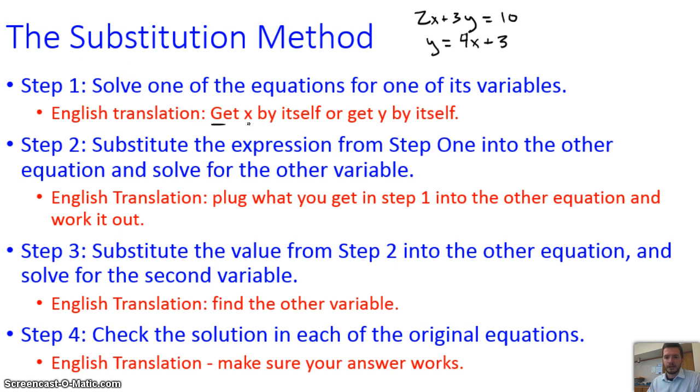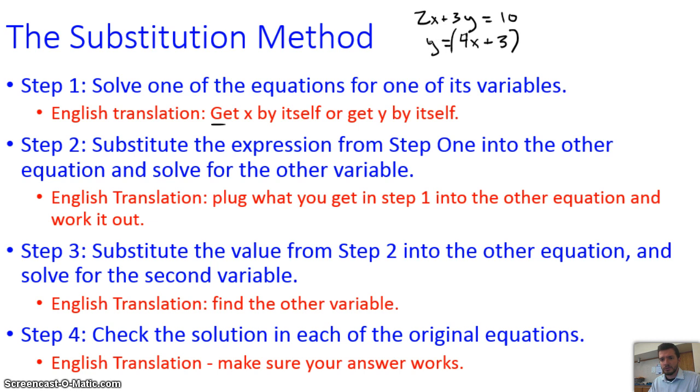I provided the English translations, by the way. I know math is a foreign language sometimes. The first step says get x by itself or get y by itself, and that's already done for us. Step 2 says substitute the expression from step 1 into the other equation and solve for the other variable. Translation: plug what you get, this part right here, into the other equation.